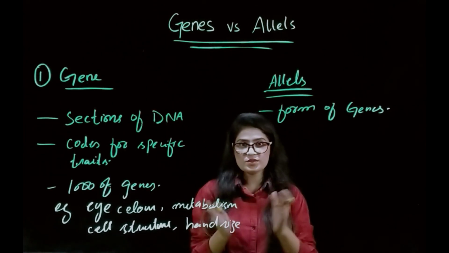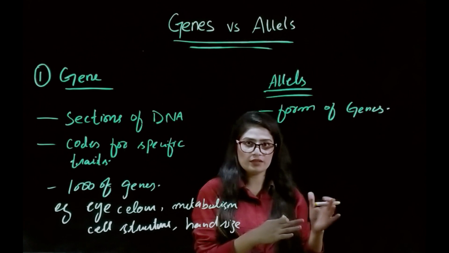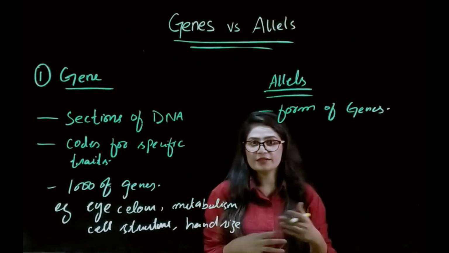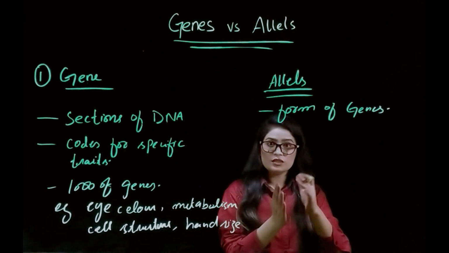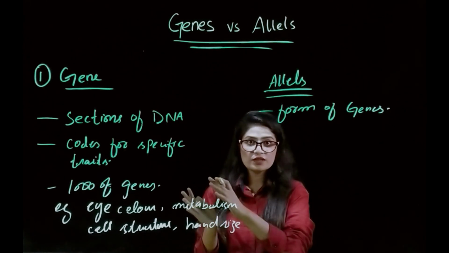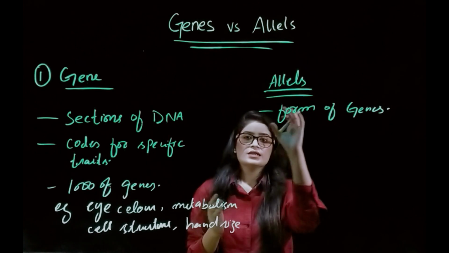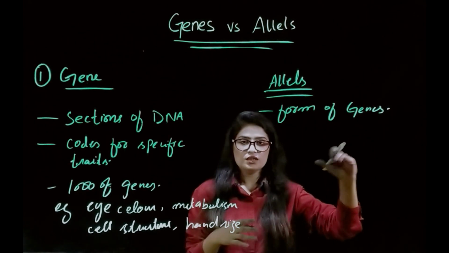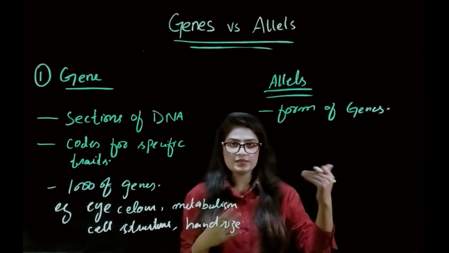For example, ice cream is a gene and it has many flavors. Like there's mango, caramel, chocolate, vanilla. So these are actually the forms of that ice cream, the flavors of that ice cream. So alleles are actually the forms of genes. This is a very simple and basic example.